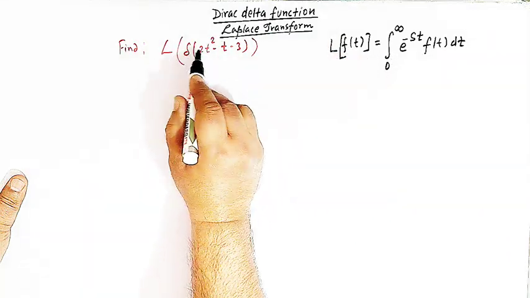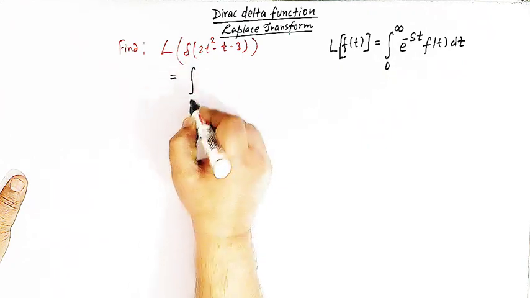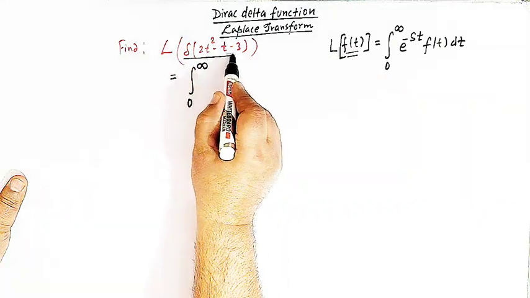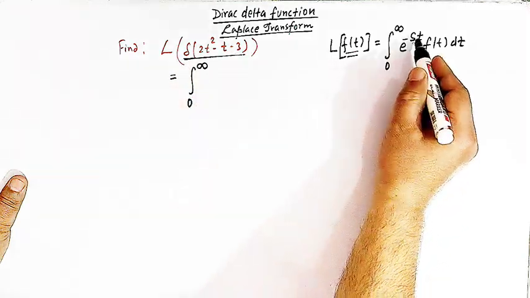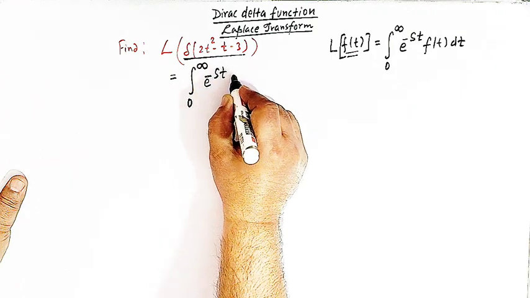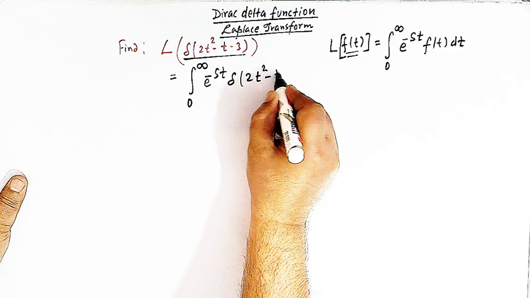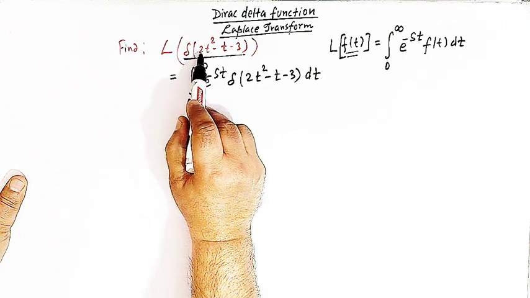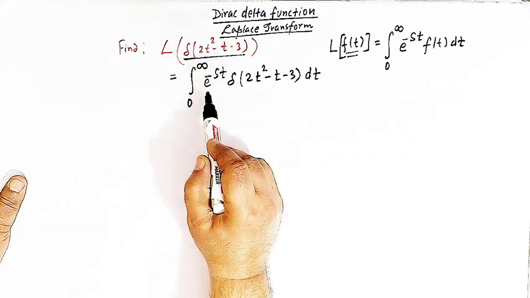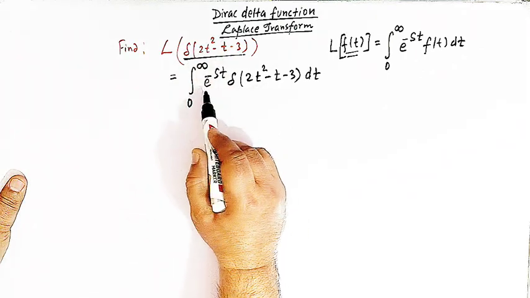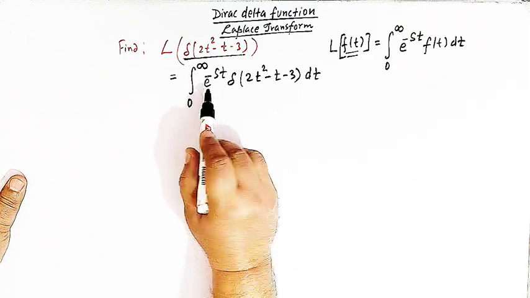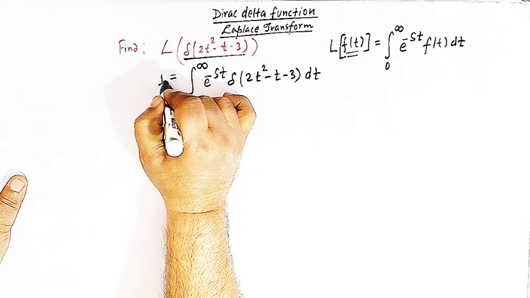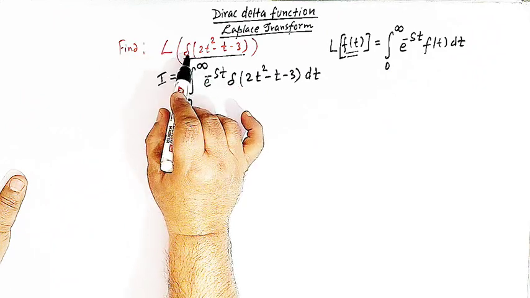Now here the Laplace transform of this delta function may be written as the integral 0 to infinity, and for the function f of t we have this entire term, right? So we have e raised to minus st, and we have here a delta of 2t square minus t minus 3 dt, right? So the Laplace transform of delta of this quadratic polynomial is given by this integral. And now we have to find out the value of this integral using the properties of Dirac delta function, right? So let us call this integral as I, which is also the Laplace transform of this delta function.